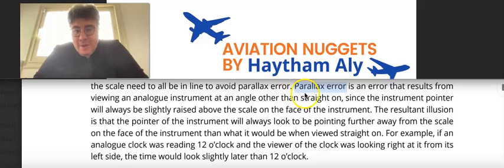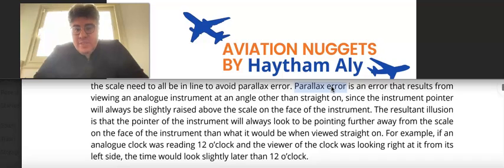Today we are going to speak about the parallax error. Parallax, again, it's called parallax error. This term or this error is important in reading the instrument.